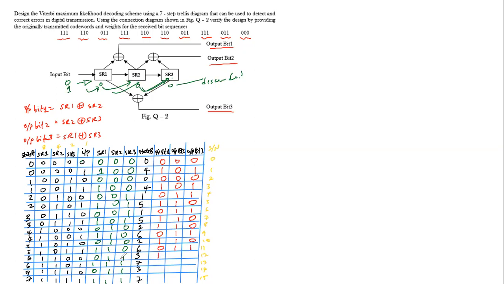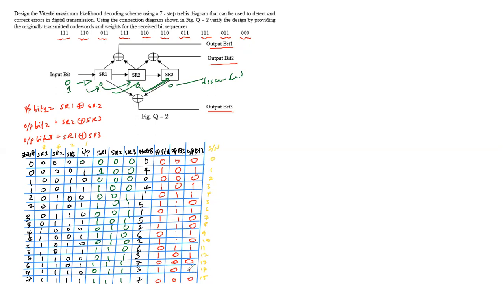Then this is 1 plus 1 here is 0. Then 0 plus 1 is 1. Then 1 plus 1 is 0. Right? Then 0 plus 1 here is 1. Then 1 plus 1 here is 0. 0 plus 1 here is 1. Then 1 plus 1 is 0.